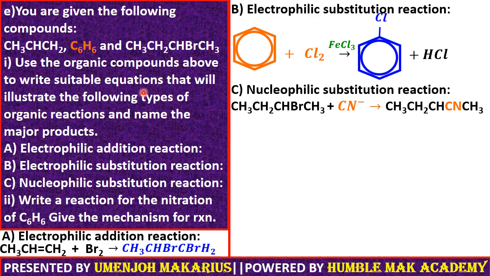Okay. So that's it, guys. Roman 2 wants us to write reactions for the nitration of benzene, and we should give the mechanism. All right. So guys, this is our equation for the nitration of benzene. We have to show them where we are getting the nitrating mixture, and it's from the reaction of concentrated sulfuric acid plus concentrated nitric acid, which is going to generate the nitrating mixture. Like I said, guys, this is not the only product generated, but this is our major product of concern. So we don't care about all the other products.